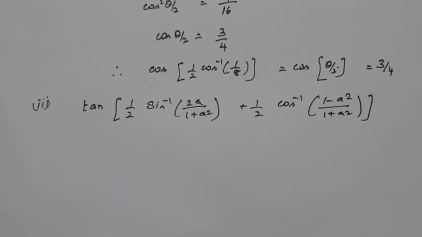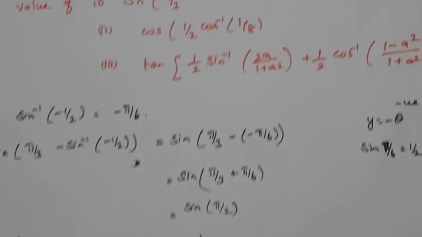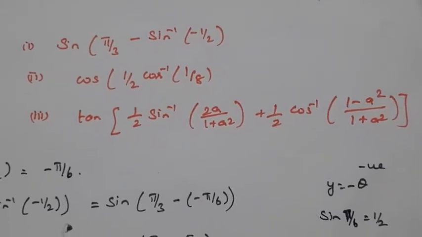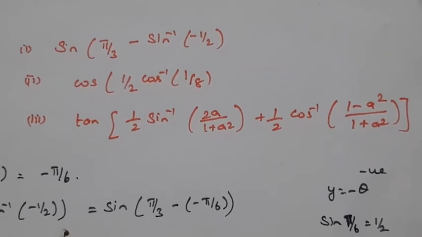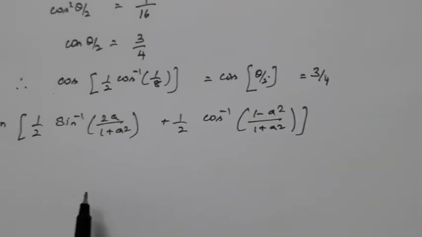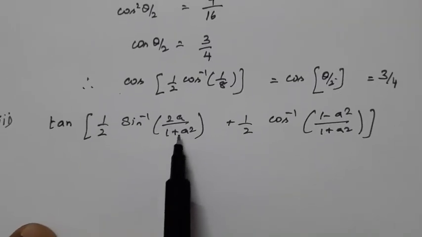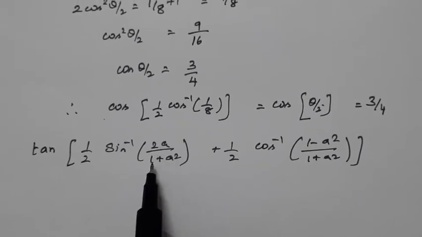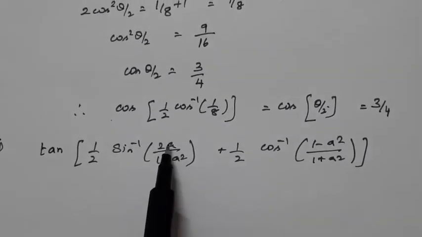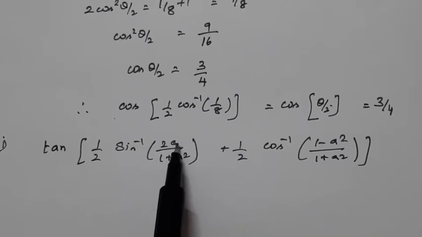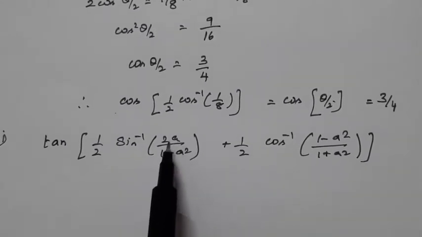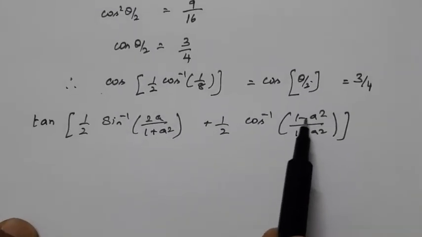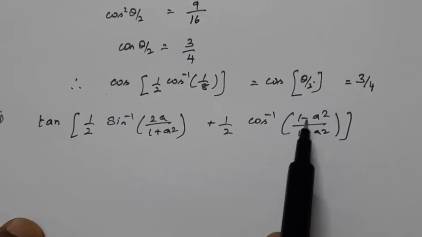Next, for the third subdivision, tan of 1 by 2 into sin inverse of 2a by 1 plus a squared, plus 1 by 2 into cos inverse of 1 minus a squared by 1 plus a squared. Now, look here, the term inside the bracket reminds one of the formula 2 tan theta by 1 plus tan squared theta. If we replace a by tan theta, it reduces to 2 tan theta by 1 plus tan squared theta, which is nothing but sin 2 theta. Similarly, here by replacing a by tan theta, we have 1 minus tan squared theta by 1 plus tan squared theta, which is nothing but cos 2 theta.